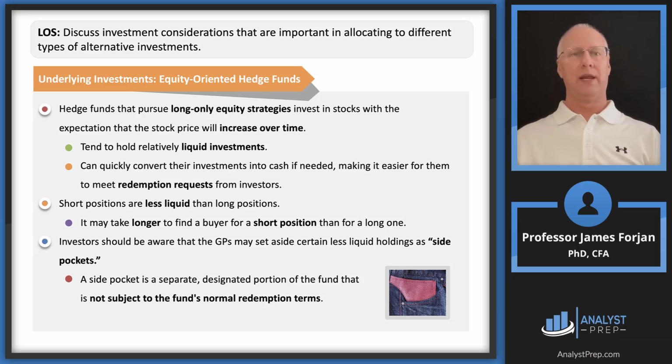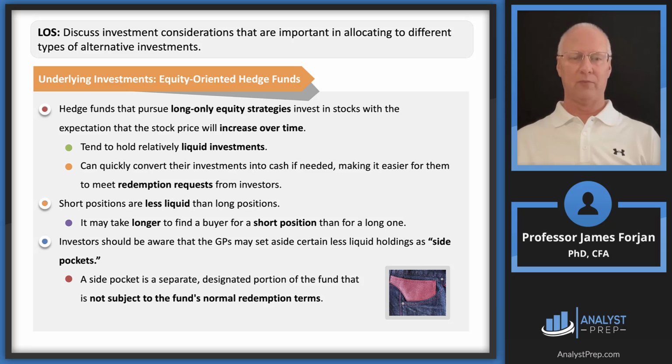How about equity-oriented hedge funds? Boy, we spent a lot of time in that recording. Let's just quickly go over this one here. What are we tending to hold? Shares of Procter & Gamble or Johnson & Johnson, so liquid investments. Convert their investments into cash quickly. Short positions are much less liquid.